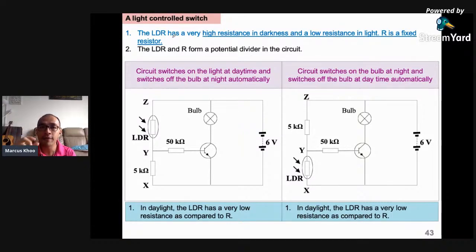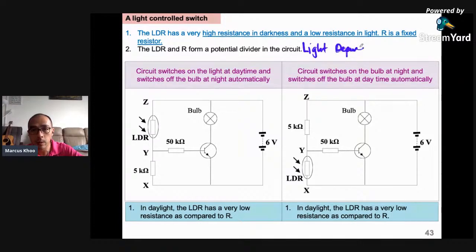When there is enough light, depending on the situation you want, I want to talk about the right side first. Now the circuit switches on the bulb at night and switches off the bulb at daytime automatically. It means when there is enough light, it will turn off the light bulb. When there is too little light, if it is too dark, then the light bulb will turn on by itself. And all this has to do with the transistor and this very important component which is called an LDR.